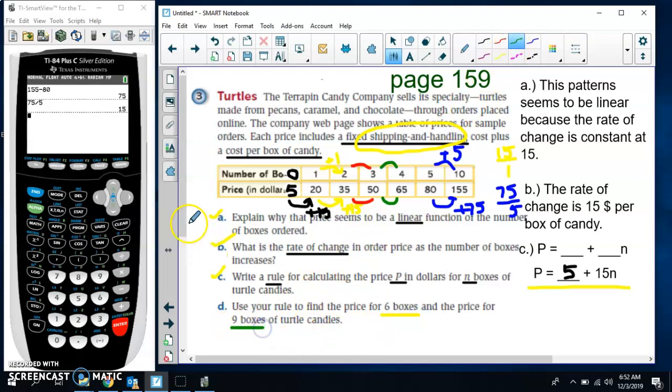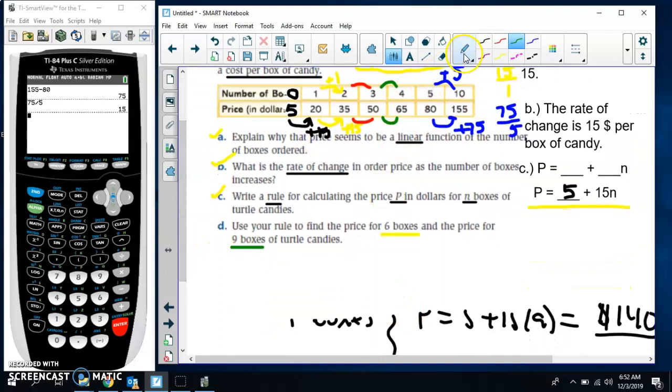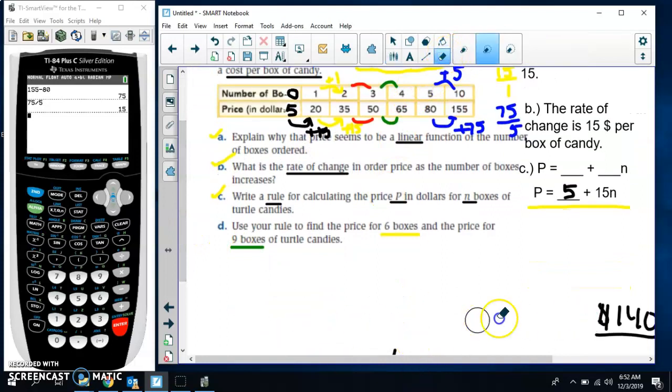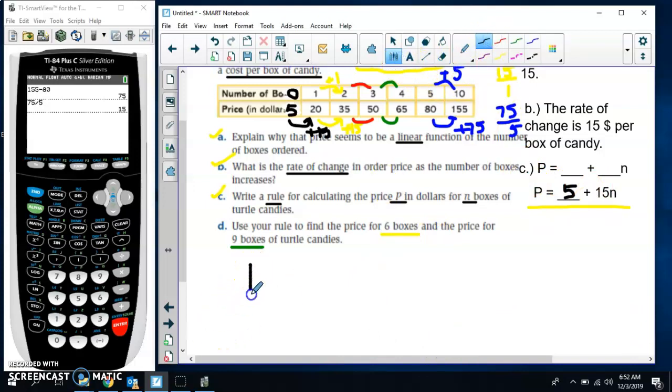All right, so if we're doing 6 boxes, we don't need any of this. If we need our 6 boxes, we're going to be using this equation right up here. So let's write it out. We'd have our price for 6 boxes is equal to 5 plus $15 for each of the 6 boxes, right? And that's what we would do, okay?